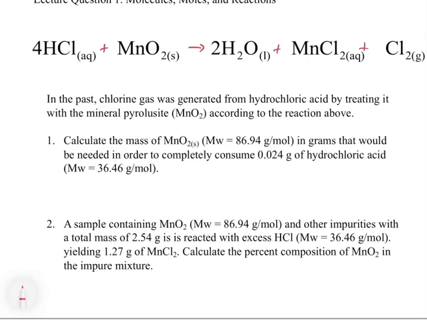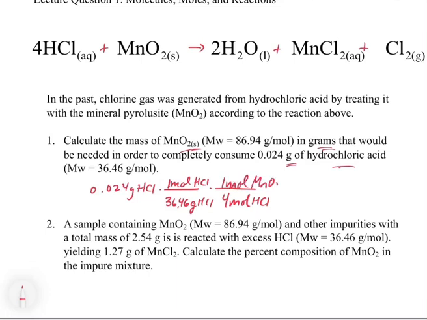Okay, so this is going to be another mass-to-mass conversion. We have a mass of one reactant, and it's asking us for the mass in grams of another reactant. So we're going to take our 0.024 grams of HCl. We have its molecular weight, which is 36.46 grams for every 1 mole of HCl. And now we have to look up our conversion factor from HCl to MnO2. It's a 4-to-1 ratio. So every 4 moles of HCl, we have 1 mole of MnO2.